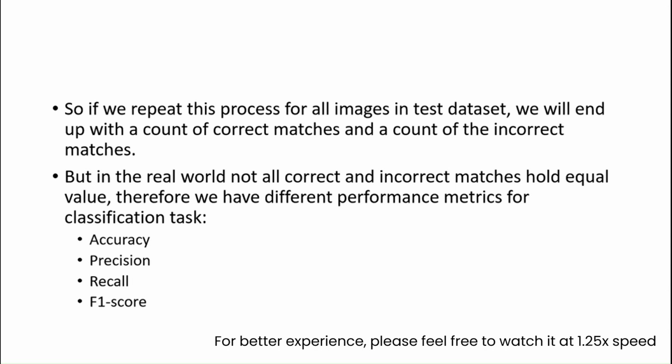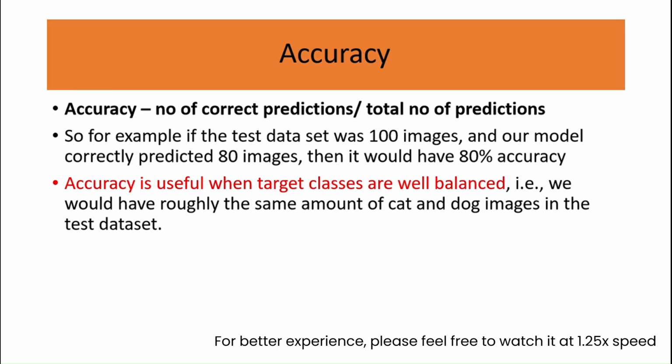But in the real world, not all correct and incorrect matches hold equal value. Therefore, we have different performance metrics for classification tasks such as accuracy, precision, recall, and F1 score. Now the first is accuracy. So accuracy is the number of correct predictions divided by the total number of predictions. So for example, if the test dataset was 100 images and our model correctly predicted 80 images, then it would have an accuracy of 80%.